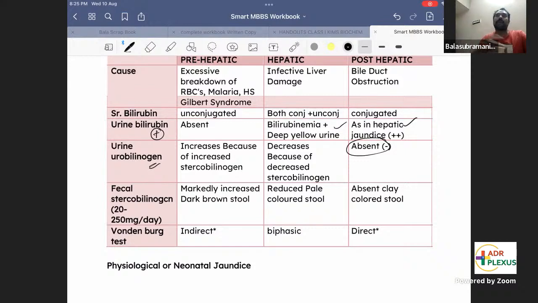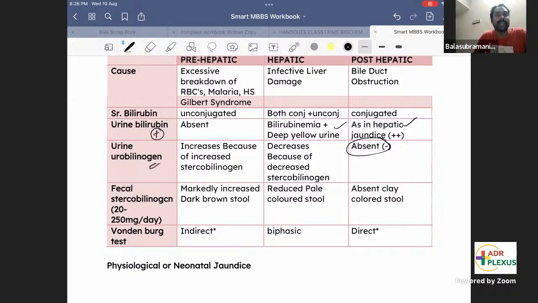So there is no point. I mean, that is a very easy way of assessing a patient by just looking at his blood and urine. You can tell him whether it is pre-hepatic or post-hepatic or a hepatic jaundice. Okay, we do ERCP, we do MRCPs, we do a lot of complicated tests, ultrasound abdomen, all things.